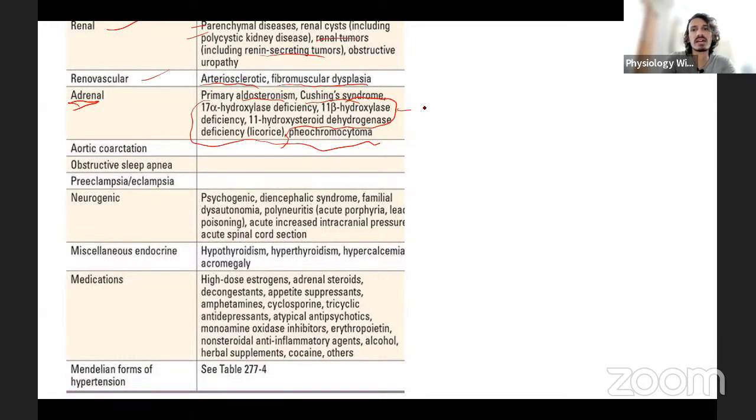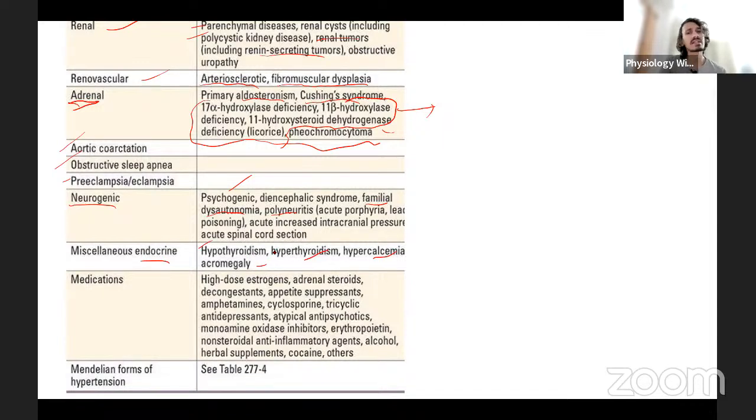These disorders are actually because of some genetic mutations. Usually it happens, and of course your pheochromocytoma as we are talking about. Then cortisone we talked about, obstructive sleep apnea, preeclampsia. So this is again a type of increase in the blood pressure that happens during pregnancy. Then can be a neurogenic problem, psychogenic can be there, or some other problem like polyneuritis, dysautonomia, familial dysautonomia and all that. Then endocrine problems: hypothyroidism, hypercalcemia, acromegaly.